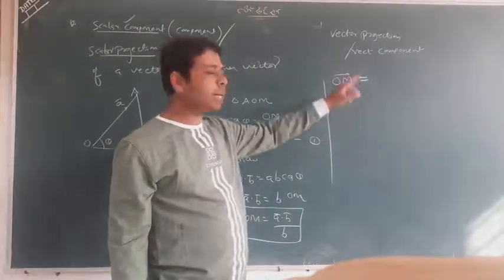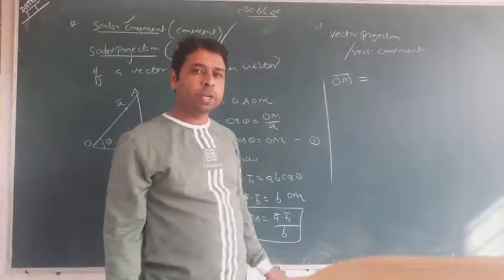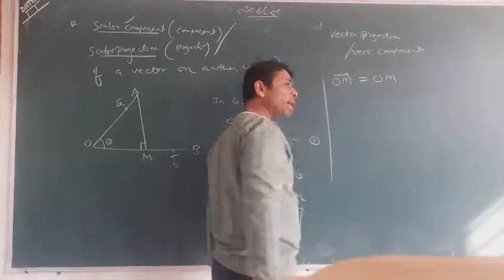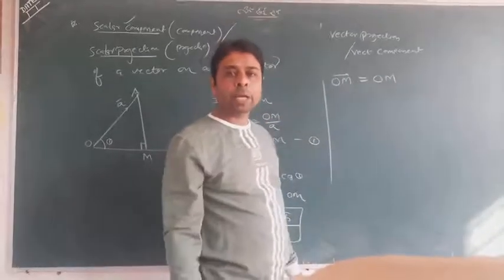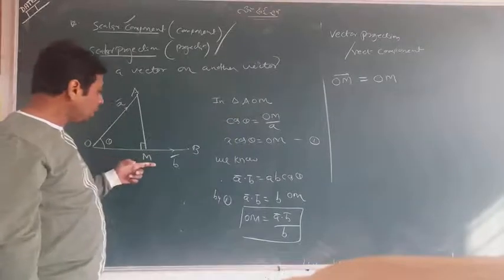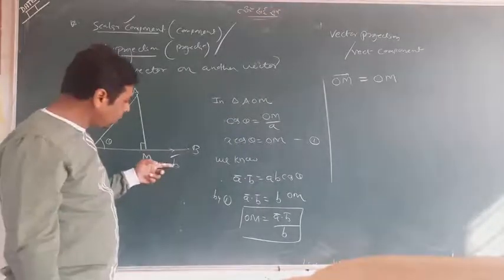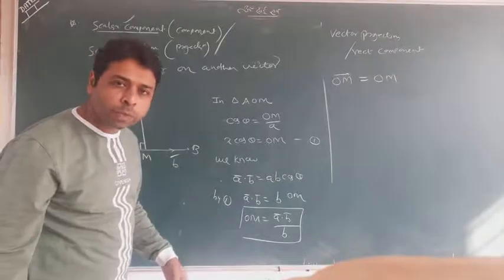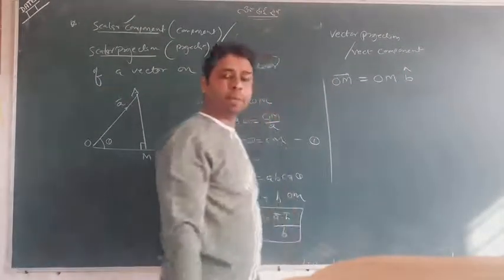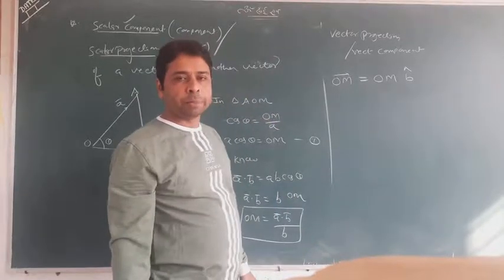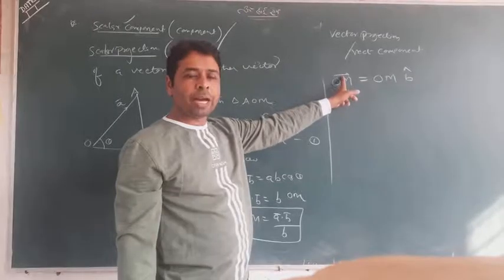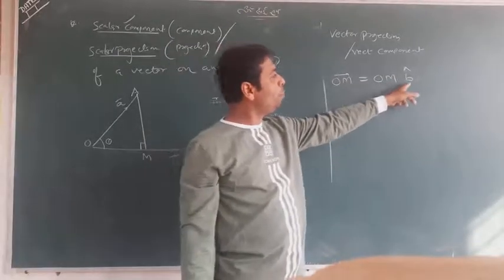So I ask you one thing: this is a distance OM. How can you write it in vector form? I taught you this one. You write the same OM, but you have to take the help of a unit vector along that. OM is along vector B, so in the direction of B, what unit vector can we take? It is B cap. So I used the OM vector and I wrote OM vector equal to OM B cap.